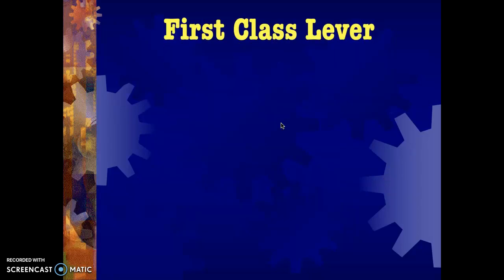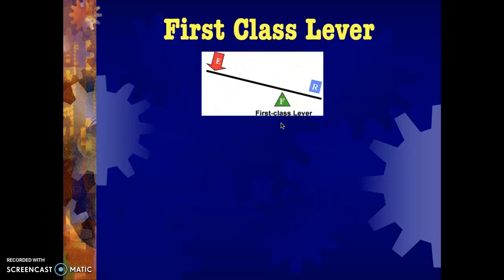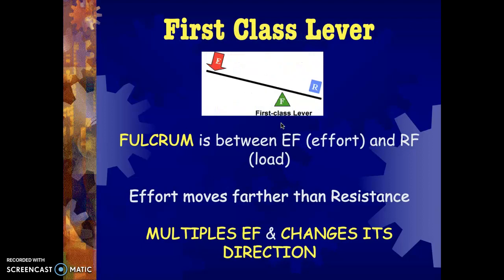So let's get into our three classes of lever. If we look here real quickly, we can see that the fulcrum is between your effort and the load. F is between E and R. You'll notice that you have to pull a longer distance.